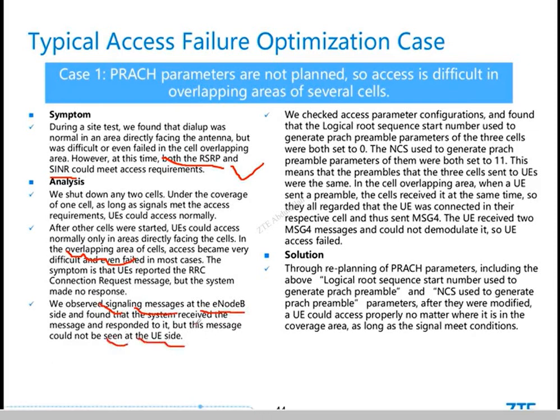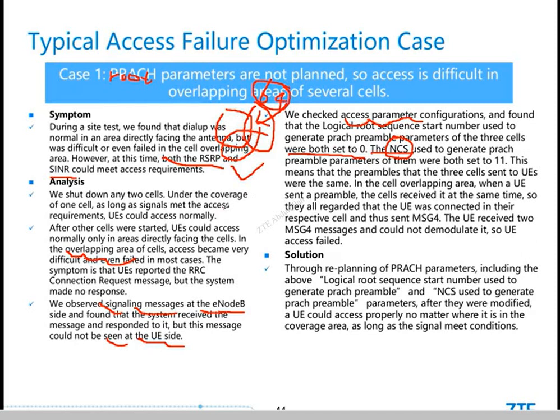So when there's no response, we check the parameter, access parameter. We found that the root sequence and the NCS they use between the three cells are same. So what happened? So what's the function of root sequence? We use the root sequence to generate the 64 sequences in the one cell, right? Okay, so if they use the same root sequence and use the same NCS, it means those 64 preamble sequences in each cell are same.